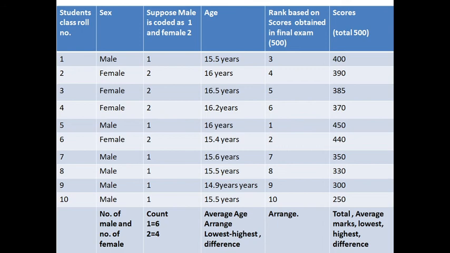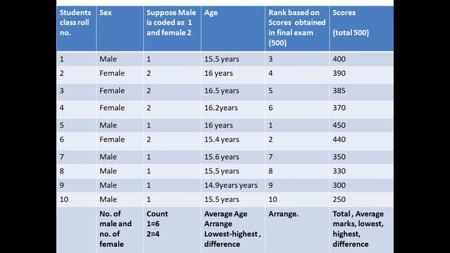Now here you see in this data how many male students are present. So code 1 is equal to 6, that is given. So code 1 means male. So in the classroom there are 6 male students and 4 female students, as 2 is indicating female.